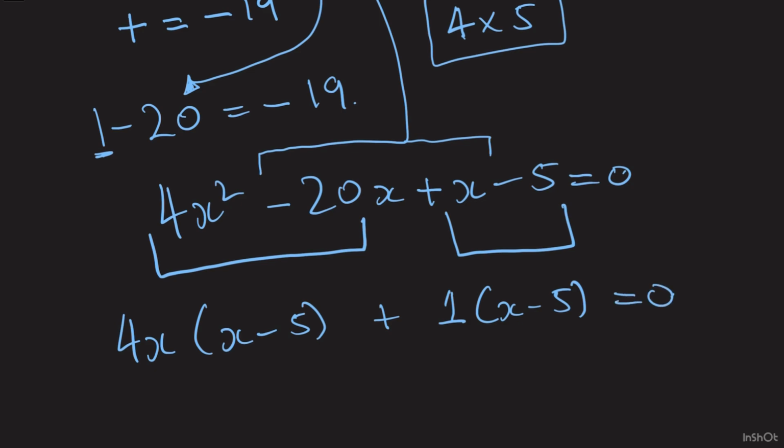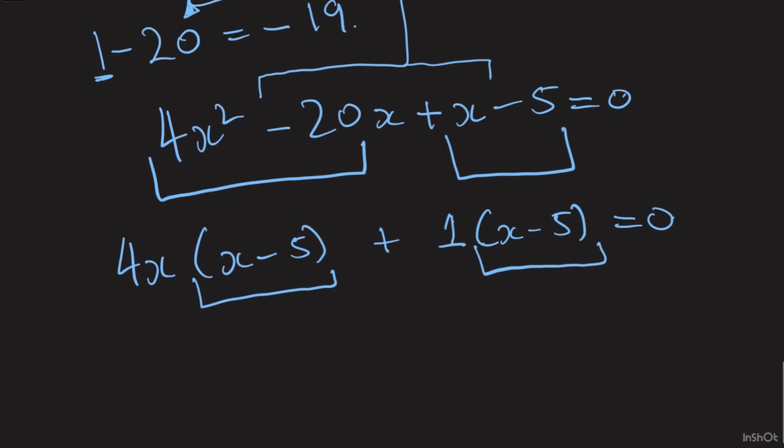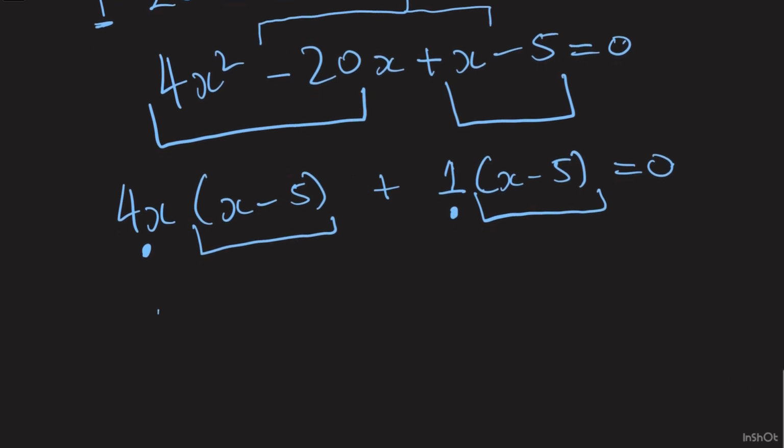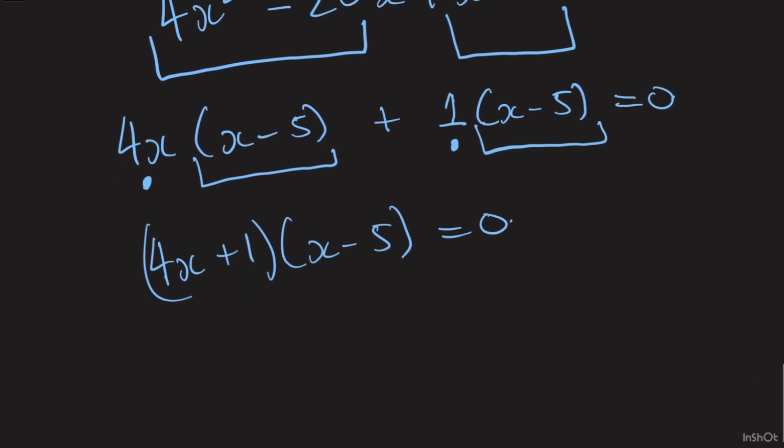Equals 0. And I want everything to be in brackets. So the two numbers are the same, I always want them in brackets, so I had to put a 1 in front. Now there are two numbers on the outside of the bracket which are different, and two numbers inside the brackets which are the same. So let's write the double brackets now: 4x plus 1, x minus 5 equals 0. And now we have to write 4x plus 1 equals 0, x minus 5 equals 0.